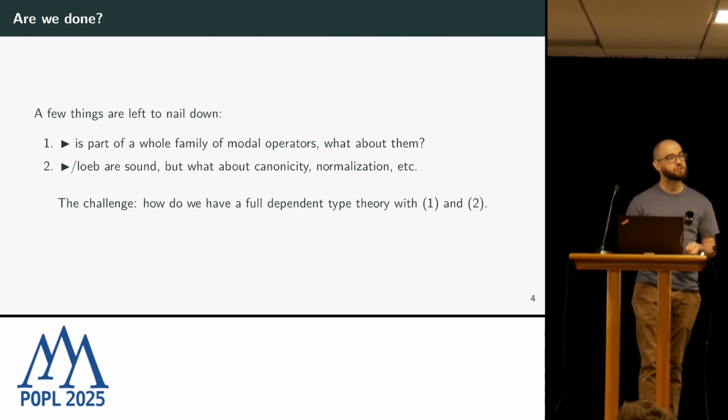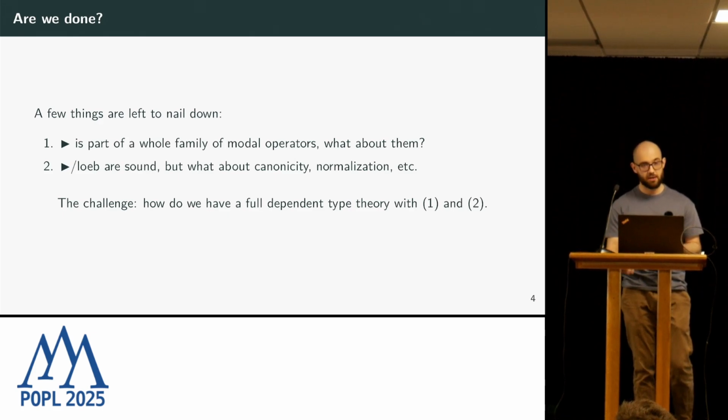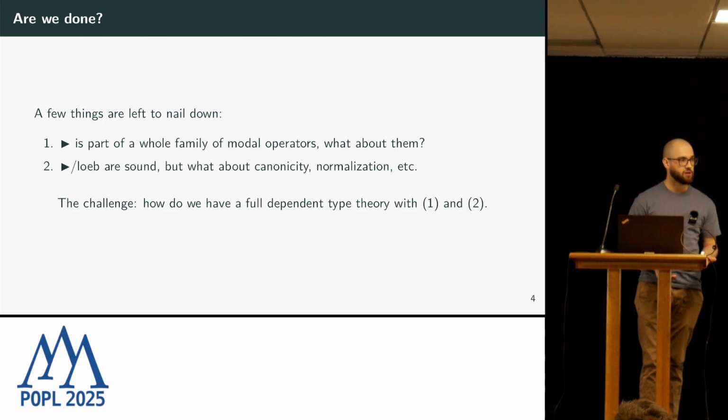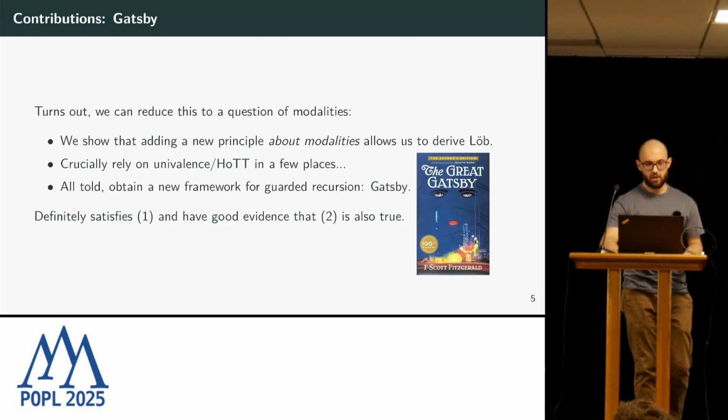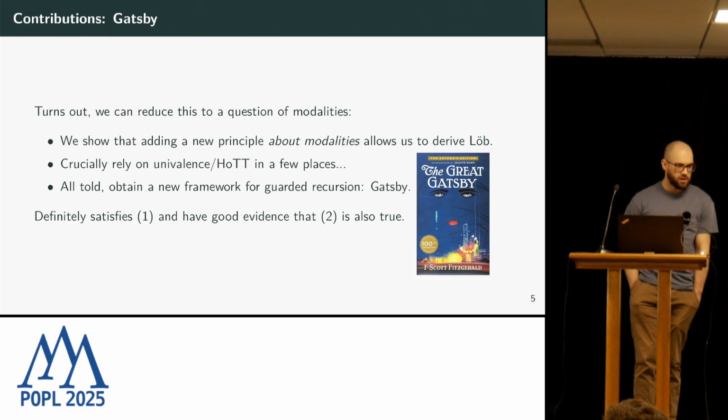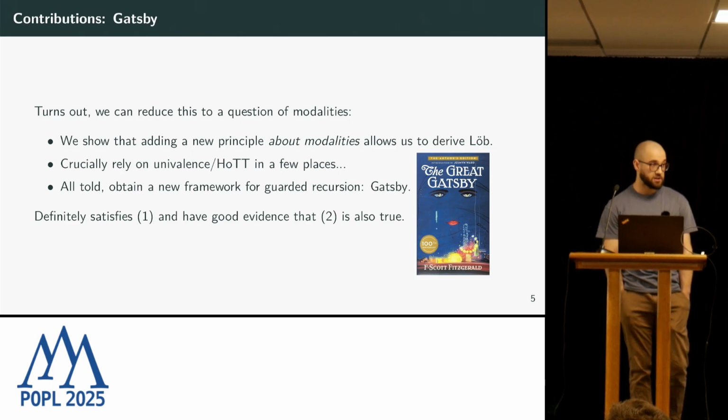We want the usual battery of meta-theorems. We would like this to have decidable type checking, to satisfy canonicity, and moreover, just to be implementable in some way. Okay? And so into this problem, I propose Gatsby, which is a version of guarded dependent type theory.